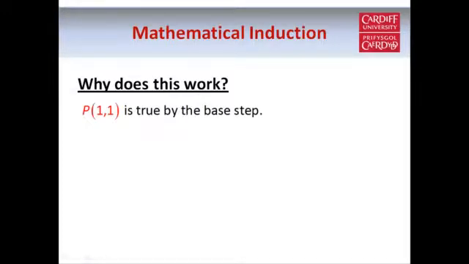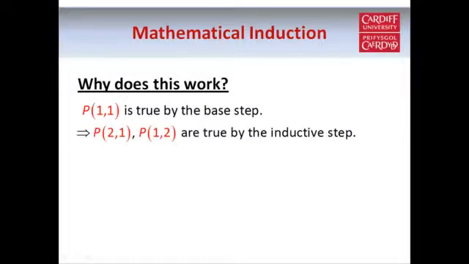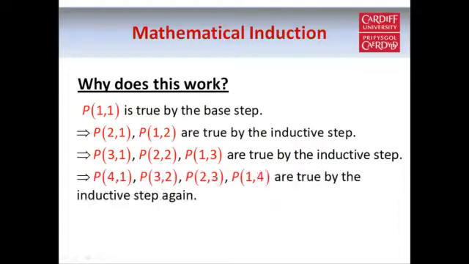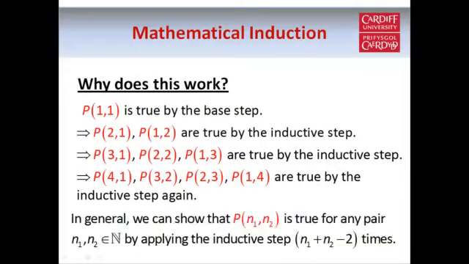If we've done the base step, so we know p(1,1) is true, then we can use the inductive step to say that p(2,1) and p(1,2) are true, since we can get to both of those statements by increasing the values of n1 and n2 respectively by 1. And then by using the inductive step again, we can say that p(3,1), p(2,2) and p(1,3) are also true. And you can see how we can keep this argument going, and for any pair of natural numbers n1 and n2, we'll be able to prove that p(n1, n2) is true, simply by applying the inductive step enough times.